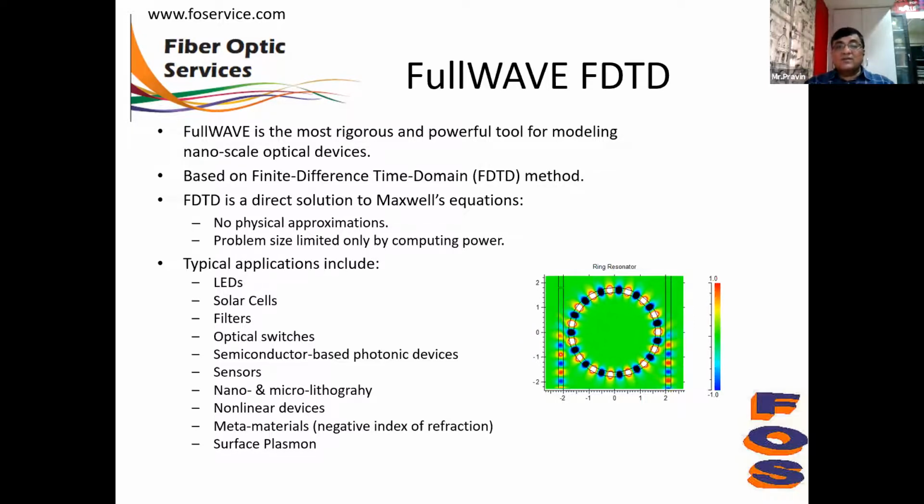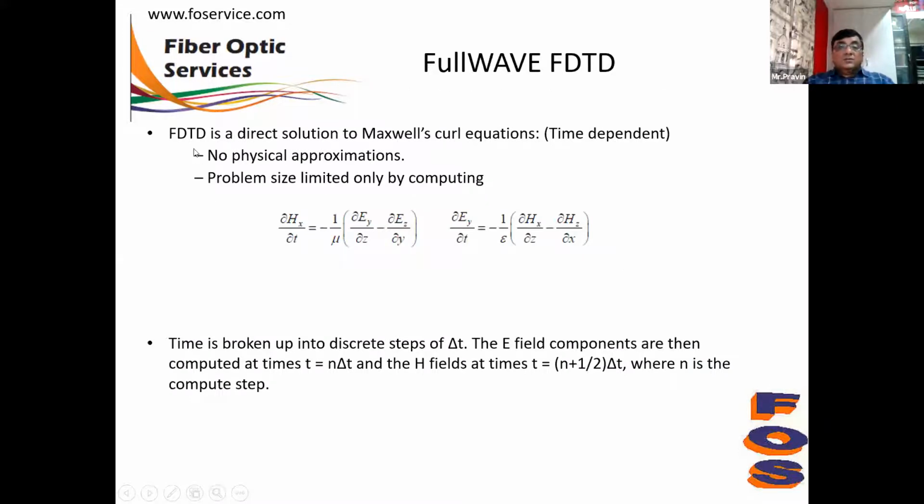So normally FDTD is used for nanostructures, very small structures where you need the time dependent information. A typical application is to simulate LEDs, solar cells, switches, sensors, nano and microlithography devices, nonlinear devices, metamaterials, or surface plasmon devices. So FDTD is a direct solution to Maxwell's curl equations, which are time dependent. There is no physical approximation. The problem size is limited only by the computing.